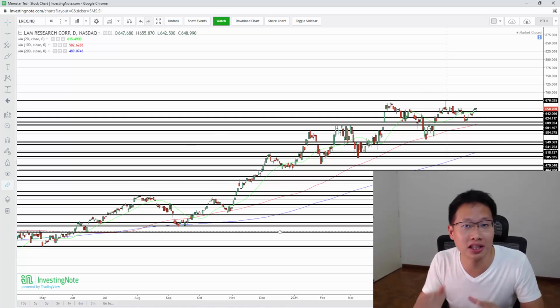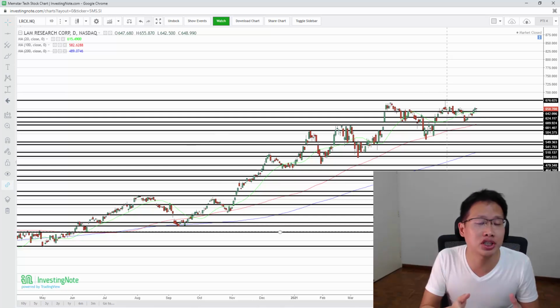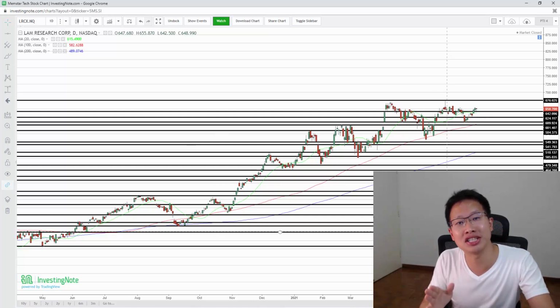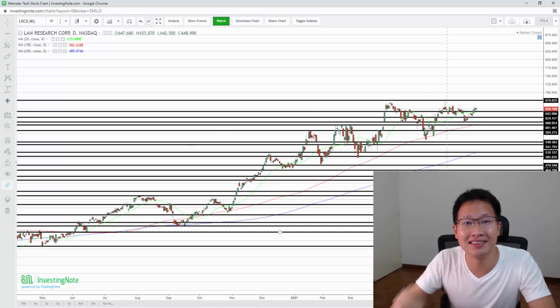How do we draw these lines effectively? When can we potentially see a reversal from this support or resistance? And also, when can we potentially see a break of these levels?